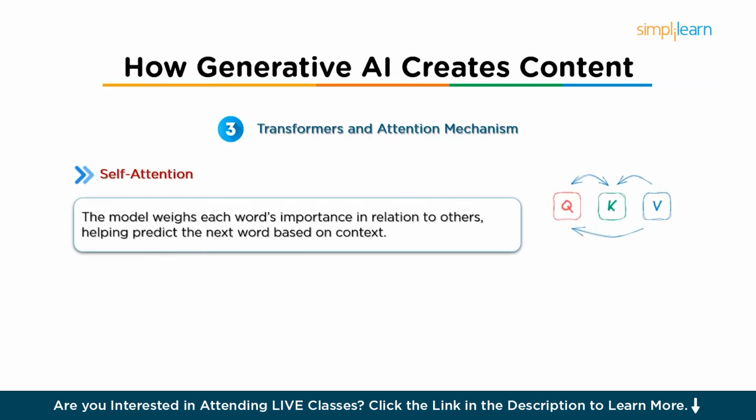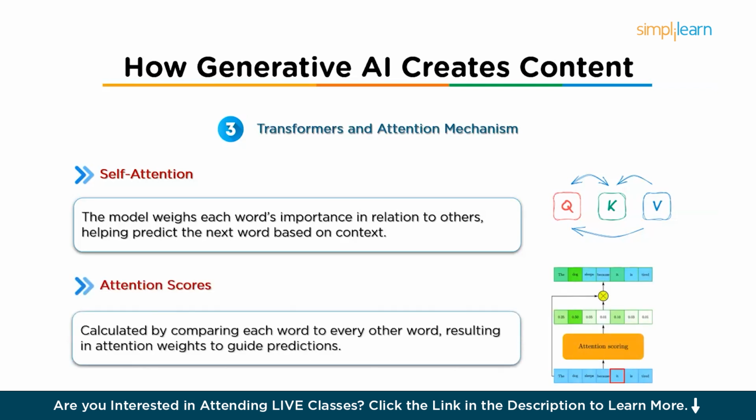So the first step is self-attention. In a sequence of words, not all words are equally important for understanding the meaning of other words. The attention mechanism allows the model to weigh each word's importance in relation to others. For instance, in the sentence "the quick brown fox jumps over the lazy dog," the model needs to focus on "fox" and "jumps" when predicting the next word after "the quick brown fox."